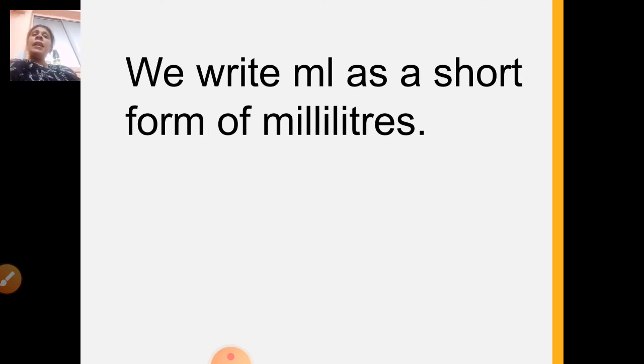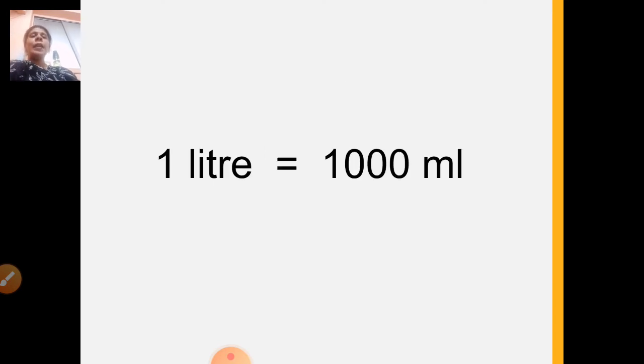So that will be milliliters. We write ml as a short form of milliliters. What will we write as the short form of liters? L. What will we write as the short form of milliliters? ml. And the short form of kilogram? Kg. And the short form of grams? G. The short form of centimeter? Cm. And the short form of meters? M. Understood, children?